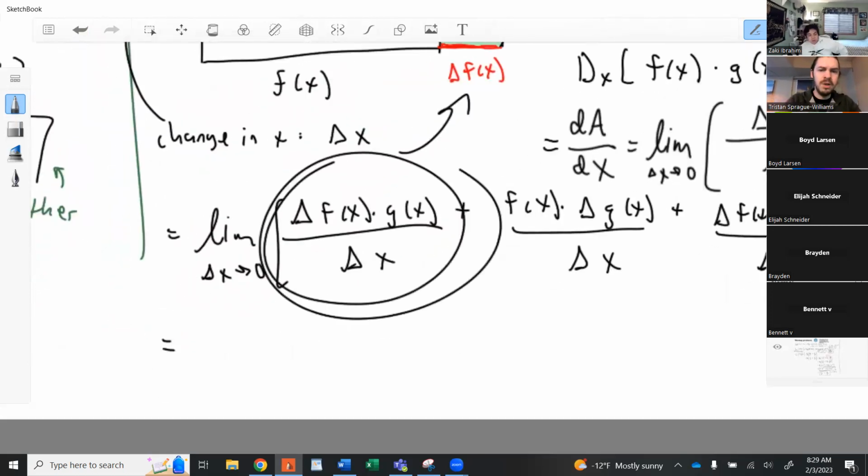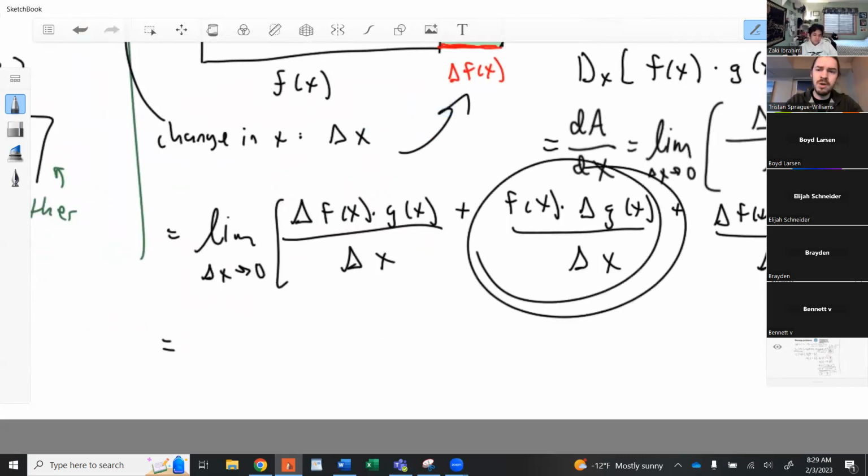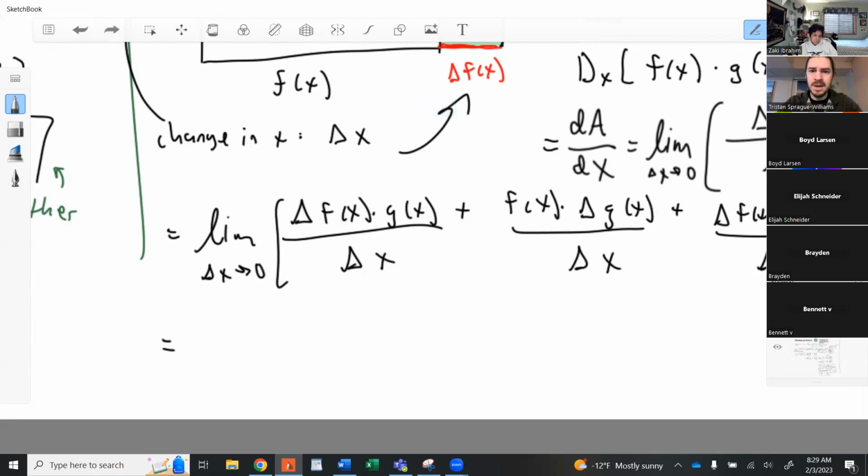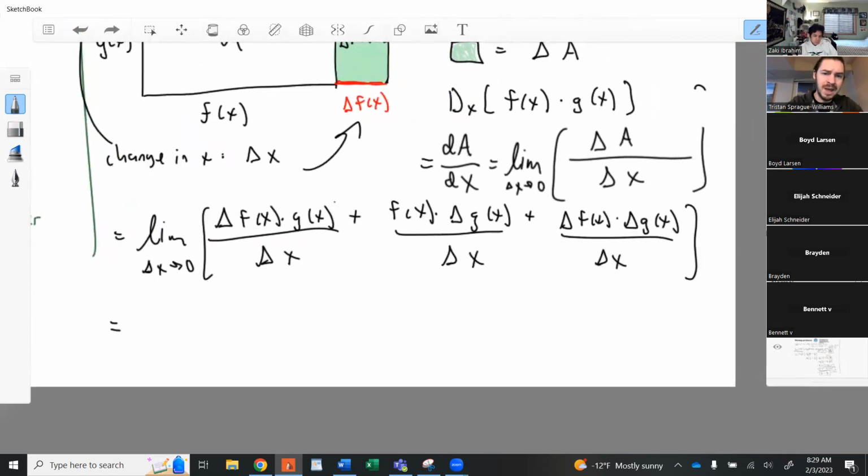This on its own looks an awful lot like a derivative. It's close to being something like a derivative, but not quite. If we're going to split the limit up over the three parts, we're going to say limit of the first plus limit of the second plus limit of the third, and that's always as delta x goes to 0.